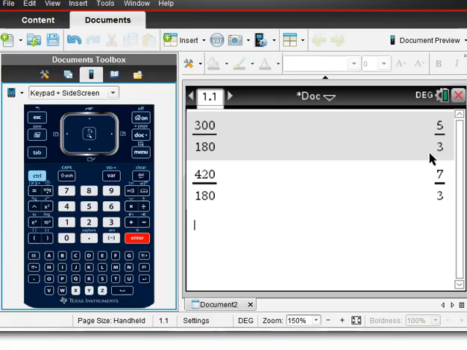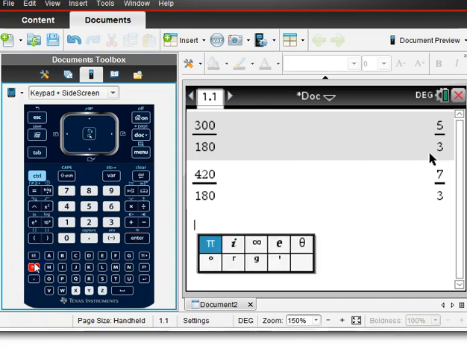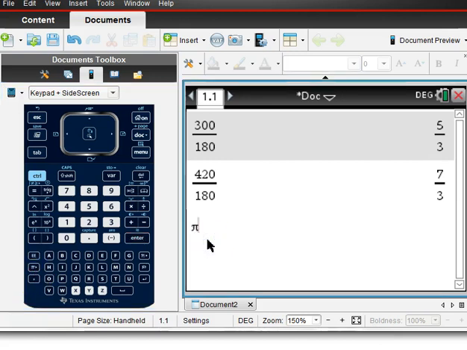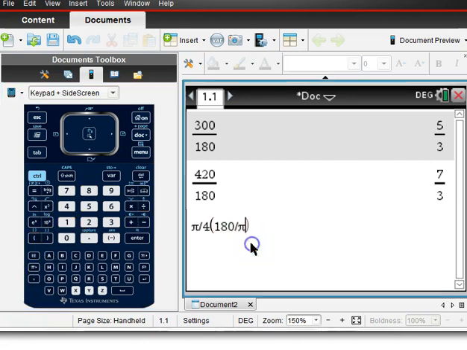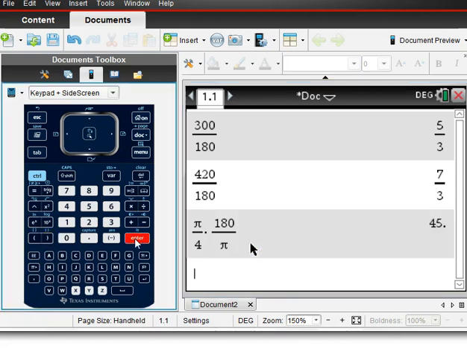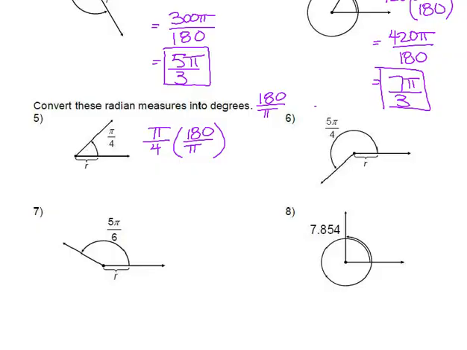So pi is down here, so I have pi divided by 4, and I'm going to multiply it by 180 divided by pi. And enter, and we get 45. So our answer here is 45 degrees. Okay, so we're going to do the next one.